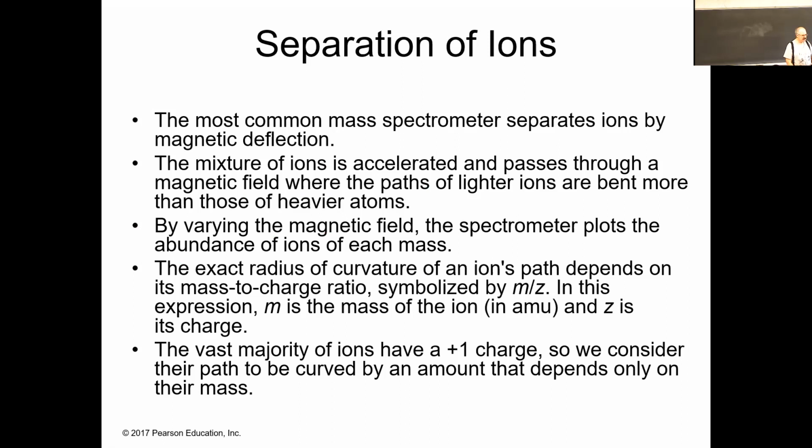The exact radius of curvature of an ion's path depends on its mass to charge ratio, symbolized by m/z. In this expression, m is the mass of the ion in atomic mass units. Z is the charge. Z is almost always +1.